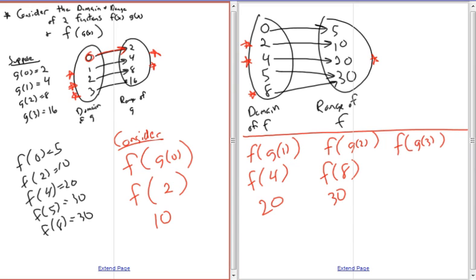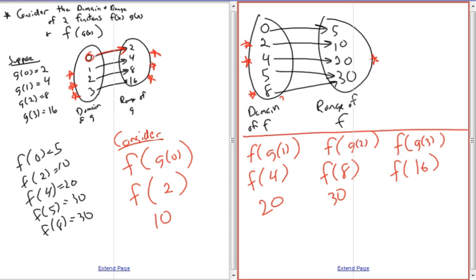F composed of g of 3. Actually being quite exhaustive here. Well, g of 3 is 16, so f of 16. Well, it's not listed in the domain, so that's not an acceptable input for f, and so we would say that does not exist. Error, that value is not in the domain of f.